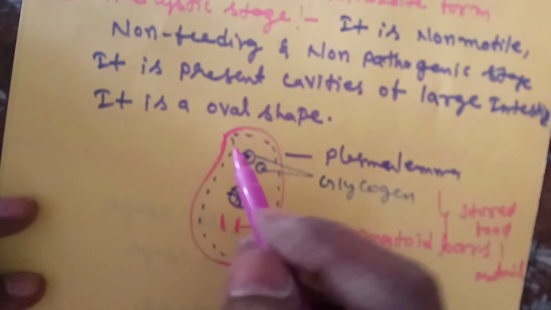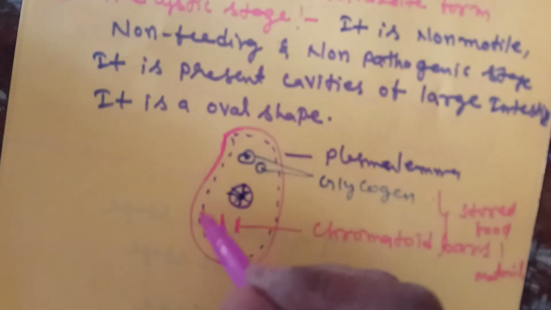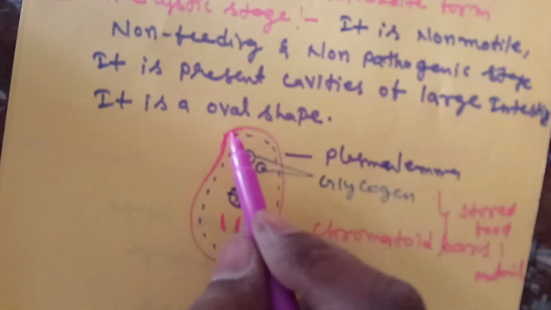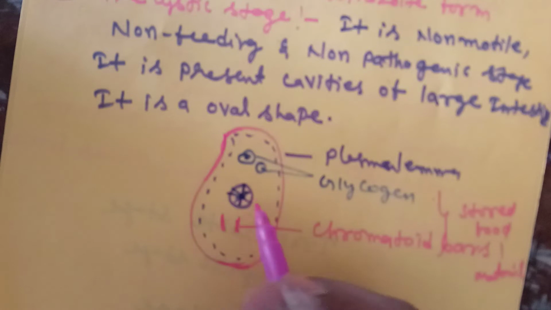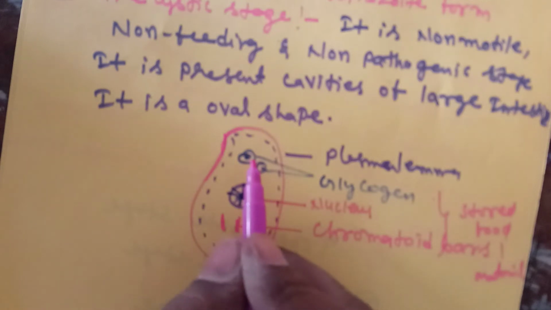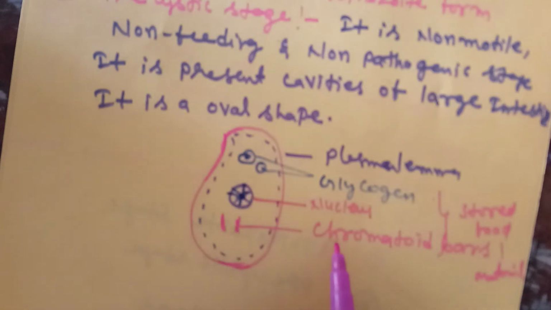So the pre-cystic form is a non-motile, non-pathogenic, non-feeding stage. It is present in the large intestine cavities. The body is covered by the plasmalemma. Pseudopodia are absent, and the nucleus is present, a cartwheel type of nucleus. Some food material is stored as glycogen and chromatoid bars.